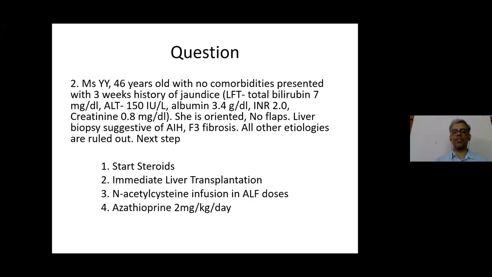And that's the last question which I have before we open the house for discussion. Miss YY, 46-year-old, had no comorbidities, presented with a 3-week history of jaundice. Liver functions revealed a total bilirubin of 7, ALT of 150, albumin 3.4, INR is 2, creatinine is 0.8. She's oriented, there are no flaps. Liver biopsy suggests autoimmune hepatitis, F3 fibrosis. All other etiologies have been ruled out. What is the next step? Start immunosuppression, consider for transplantation, start N-acetylcysteine in ALF doses, consider adding azathioprine in the dose of 2 mg per kg per day on day one of the management.